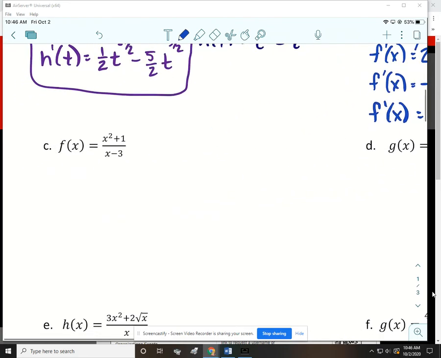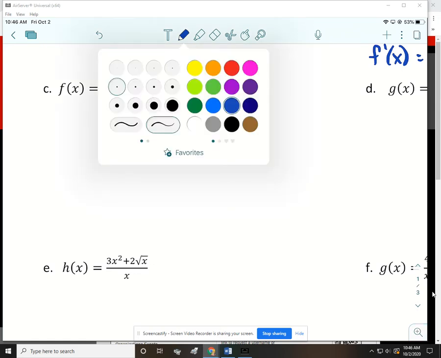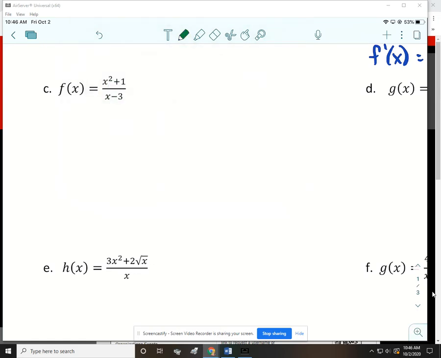All right, so let's look at the next one. The next one is a quotient. Now on these quotients, if that denominator, like you're dividing just by x and you can divide through, then that would be a shortcut to do. But since we're dividing by x minus 3, we could do some division, but it's easier on this one just to do the quotient rule. Okay, so here we go.